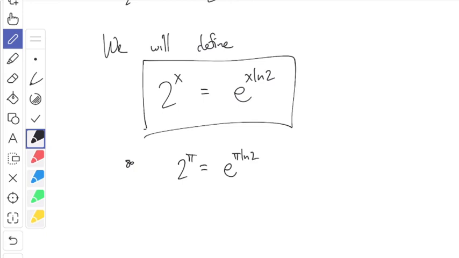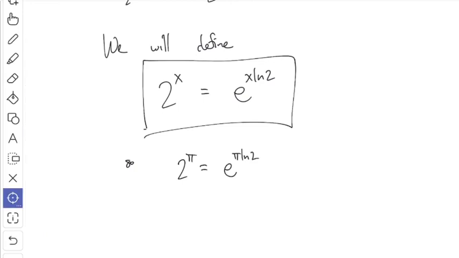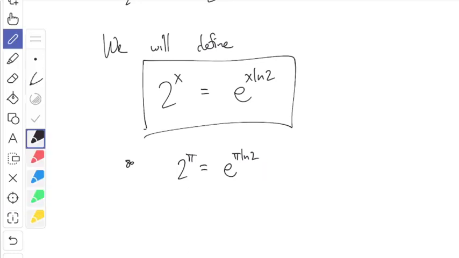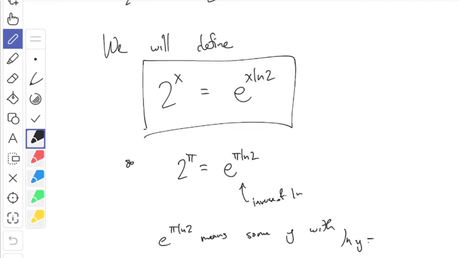Now, you might ask me the same question. Well, if 2 to the pi doesn't really mean anything, isn't this also kind of meaningless? This may be even worse. You have e, which is a number, but then this inside the exponent. What does that even mean? Well, this is the inverse of the natural log, right? So e to the pi ln 2 means some y value with ln of y equals pi ln 2.